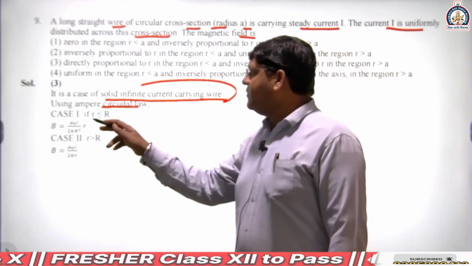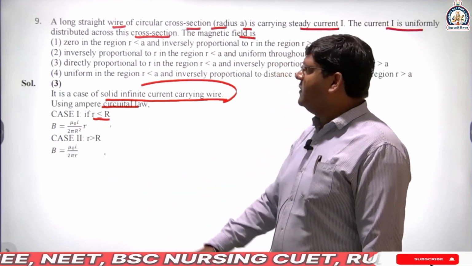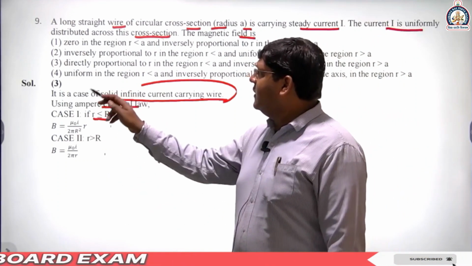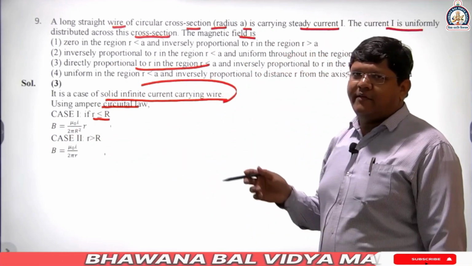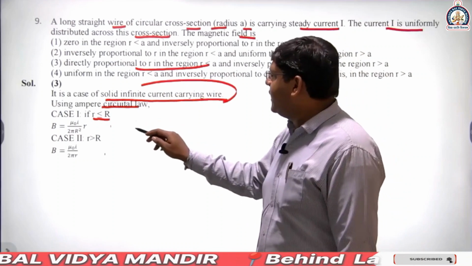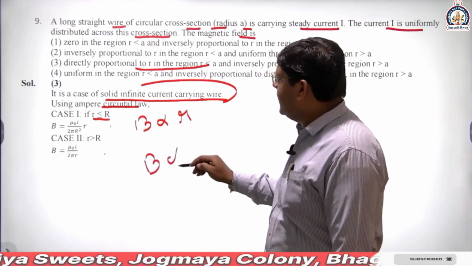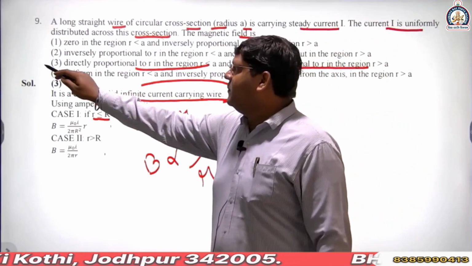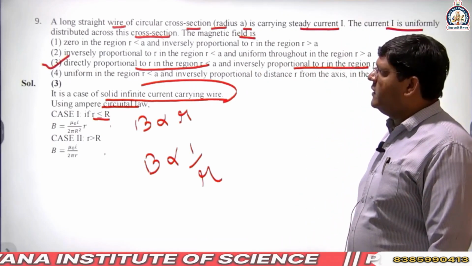So for case first, when r is smaller than R, we get this relation. For case second, we get this relation. So for r less than R, we can say B and r are directly proportional. When we are inside, B and r are directly proportional. And for outside, we get the relation that B and r are inversely proportional. So the required answer is option number 3. These are the applications of Ampere circuital law.